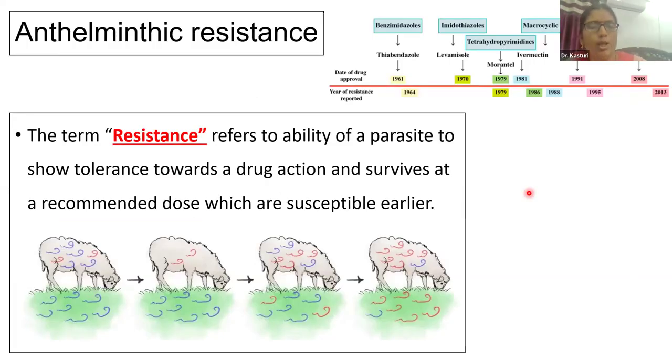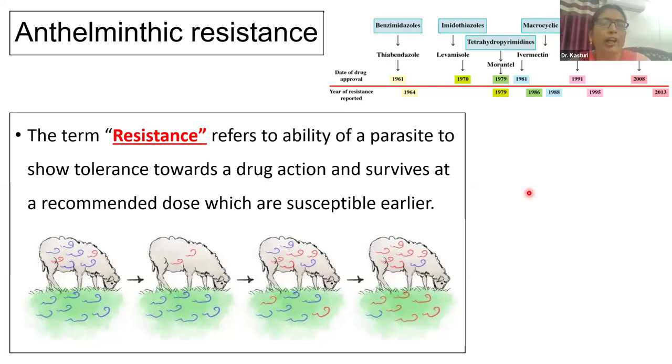Anti-helminthic resistance. The term resistance, in the context of sheep and goat, refers to the ability of the parasite. Whenever the parasite present in the animal has developed tolerance towards the drug action and is able to survive at a recommended dose to which it was susceptible earlier, then we use the term development of resistance.